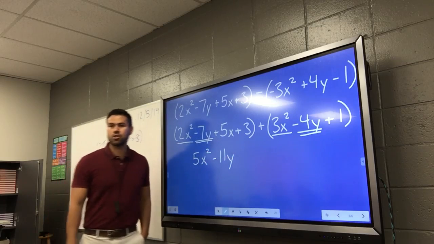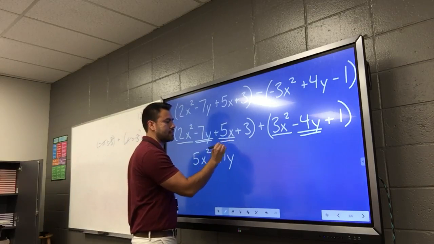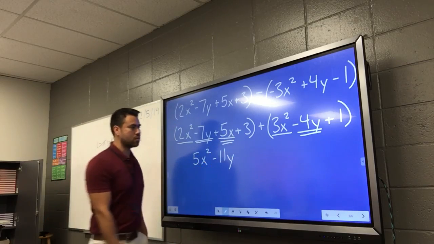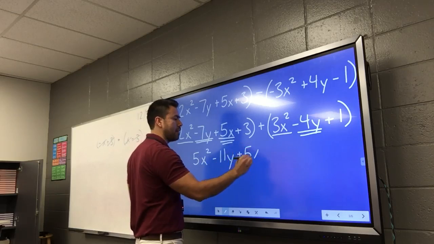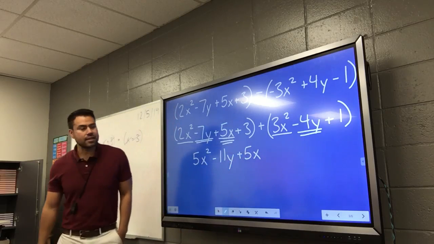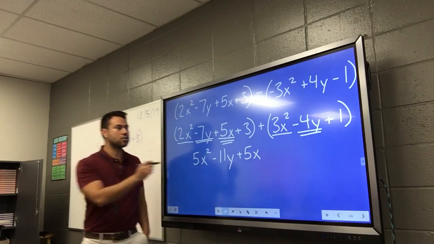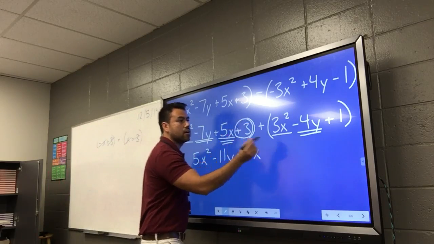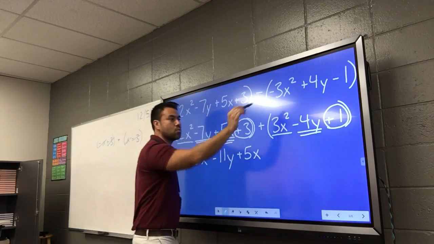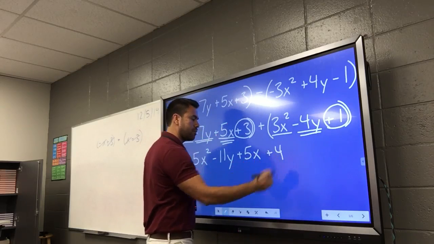Is there a like term, Reese, to 5x? No. So I'll just put 5x. Positive, by the way, 5x. And then, Madison, is there a like term to 3? This 1. So 3 plus 1, 4. Okay.